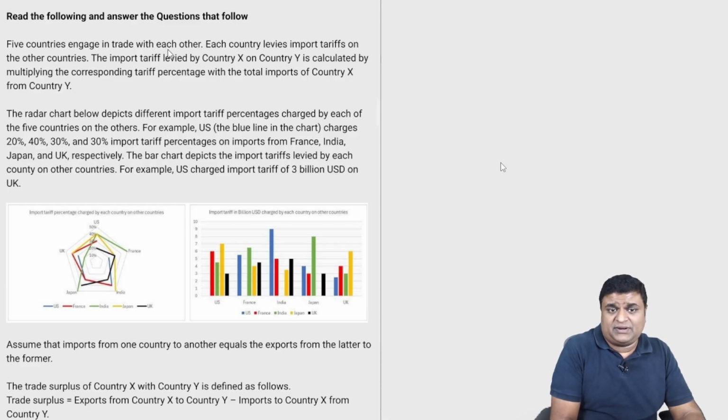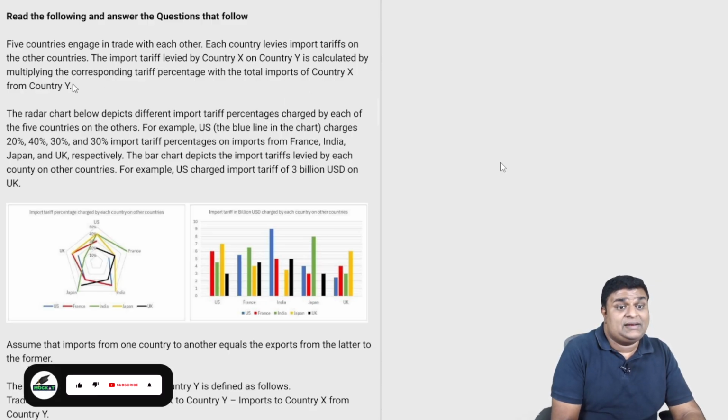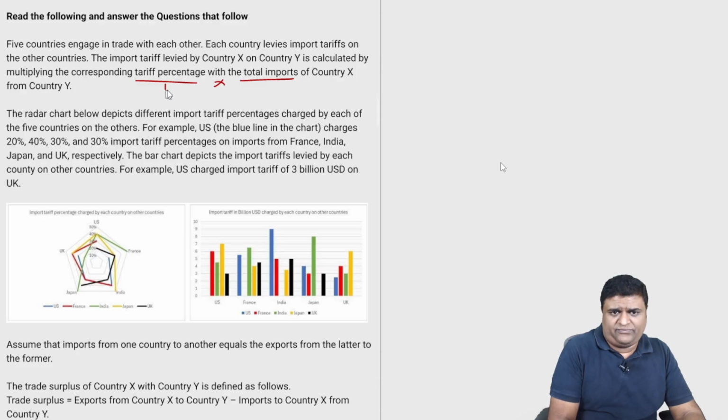Now, 5 countries engage in trade with each other. Each country levies import tariffs on the other countries. The import tariff levied by country X on country Y is calculated by multiplying the corresponding tariff percentage with the total imports. You're multiplying these two. Let's say a 40% tariff on imports of 15. The actual tariff is 40% of 15, 2/5 of this, which comes to 6, for example. This is the import tariff, this is the imports, and this is the import tariff as a percentage.